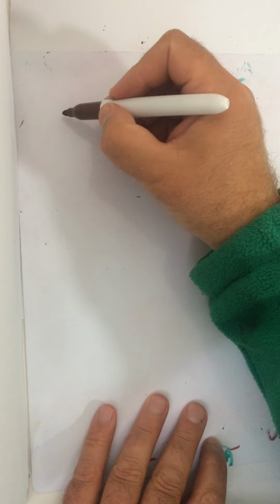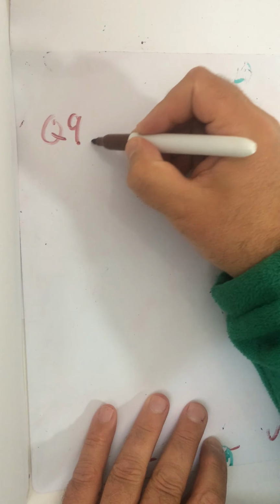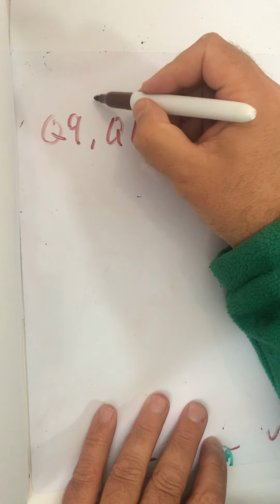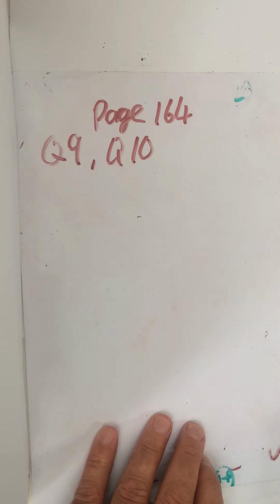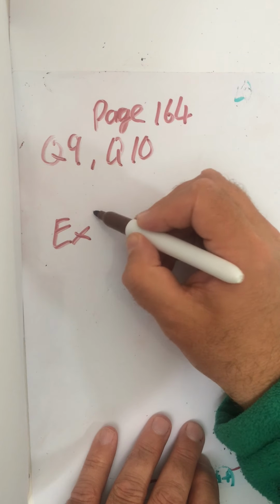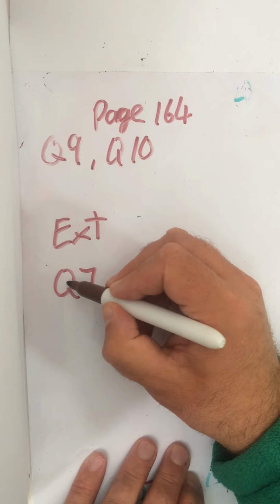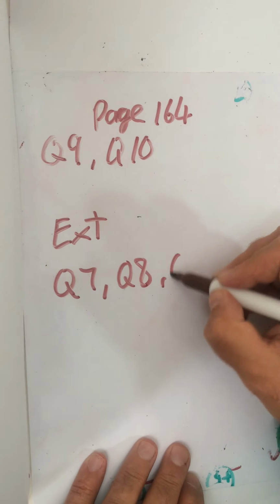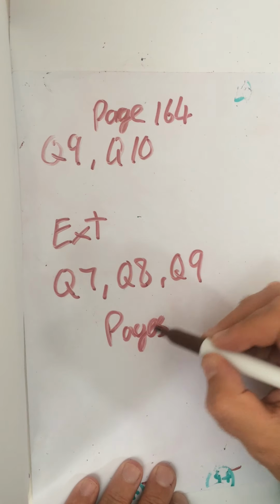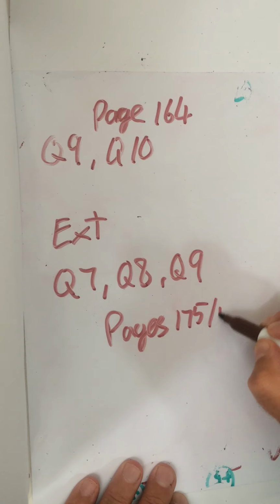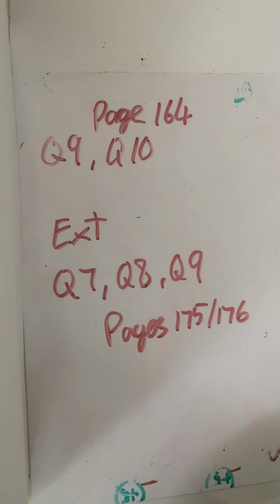Right, so the work I'd like you to do: question 9 and question 10 on page 164, please. These aren't too difficult. And then some extension questions, which are really good extension questions, a good challenge for any one of you. They're on pages 175 and 176. So that's the rest of the work today to finish off.